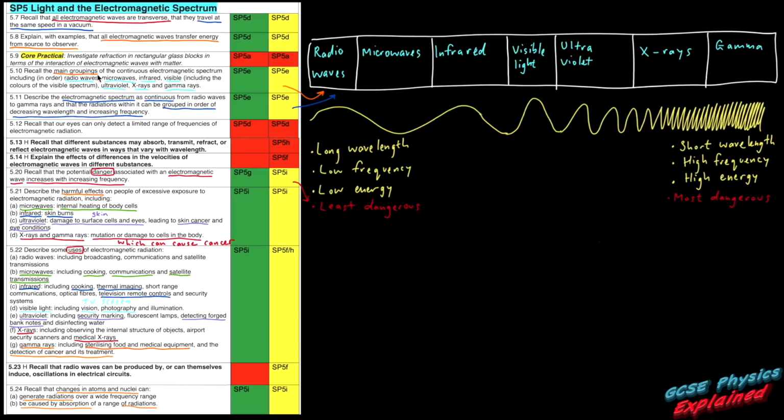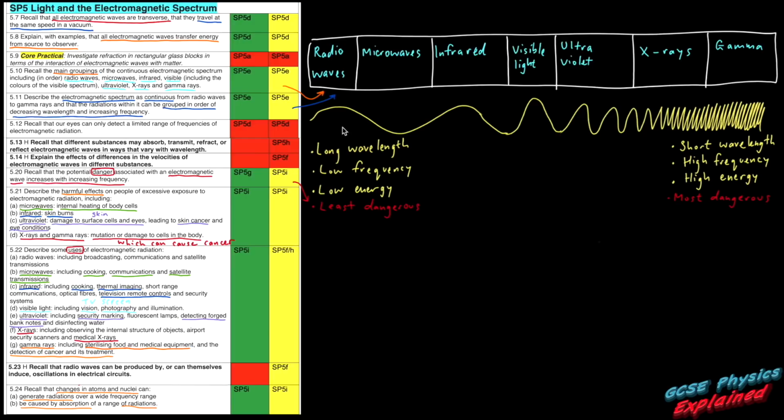Recall the main groupings of the continuous electromagnetic spectrum in order. So here they are. You've got radio waves, microwaves, infrared, visible light, ultraviolet, X-rays and gamma rays. Describe the electromagnetic spectrum as continuous from radio to gamma, and that the radiations within it can be grouped in order of decrease in wavelength and increase in frequency.